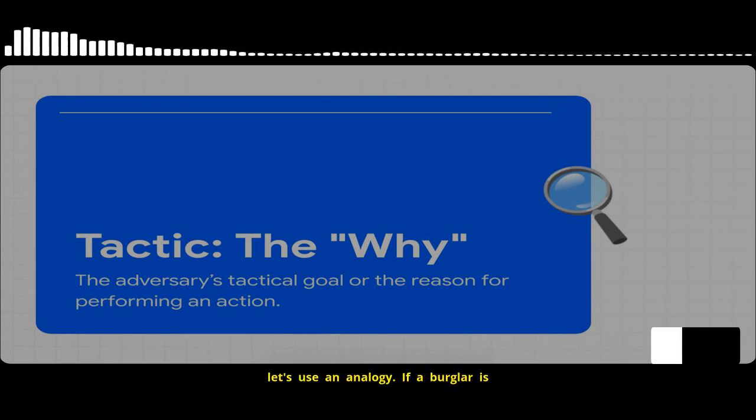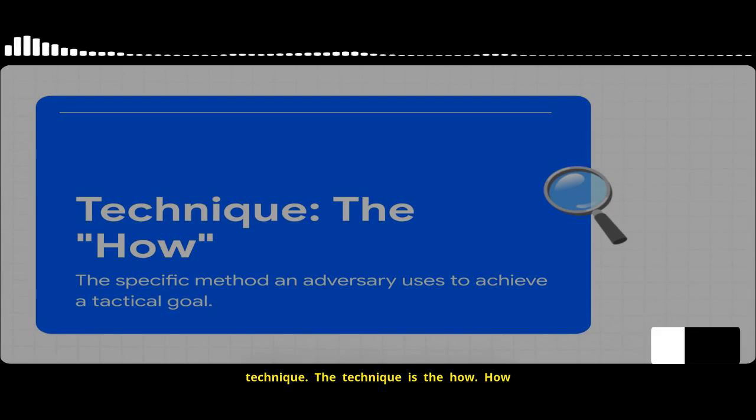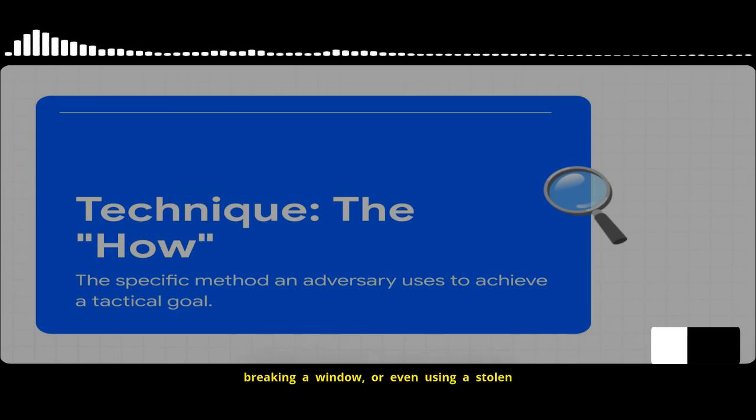So let's use an analogy. If a burglar is trying to get into your house, their tactic, their why, is just gain entry. Simple as that. And then you've got the technique. The technique is the how. How is the attacker going to achieve that goal? So for our burglar, the techniques might be picking the lock, or maybe breaking a window, or even using a stolen key. It's the specific method they choose to get the job done.